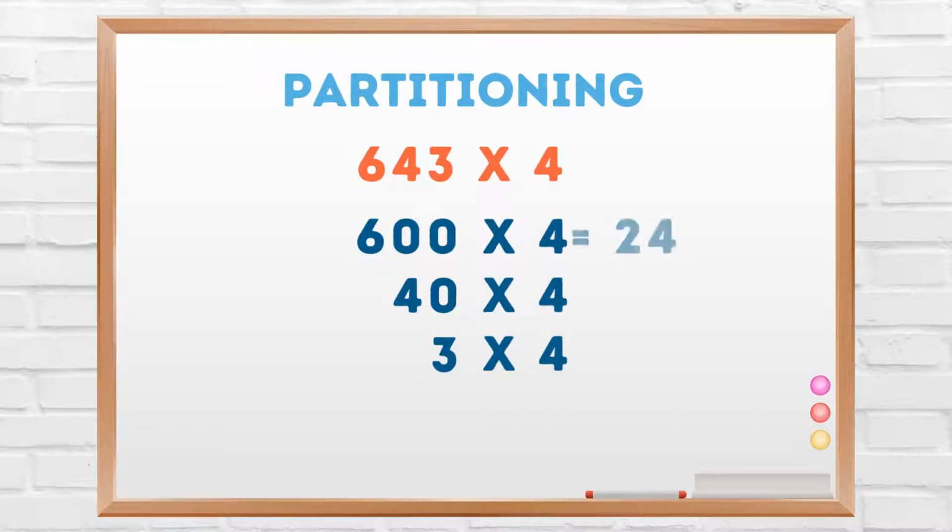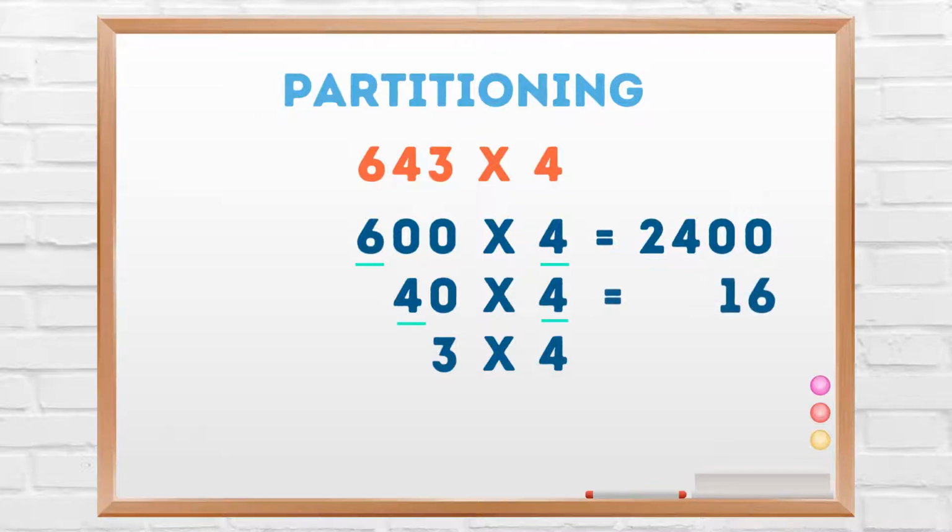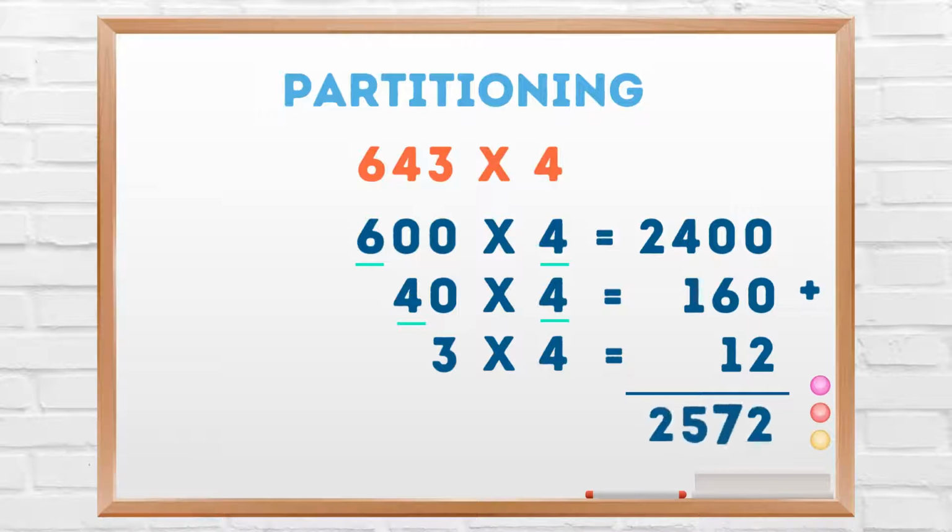Well, 6 times 4 is 24, so 600 times 4 is 2,400 because we simply add on 2 extra zeros. 4 times 4 is 16, so 40 times 4 equals 160, and 3 times 4 is 12. Now we add these products together and our answer is 2,572. So 643 times 4 equals 2,572.